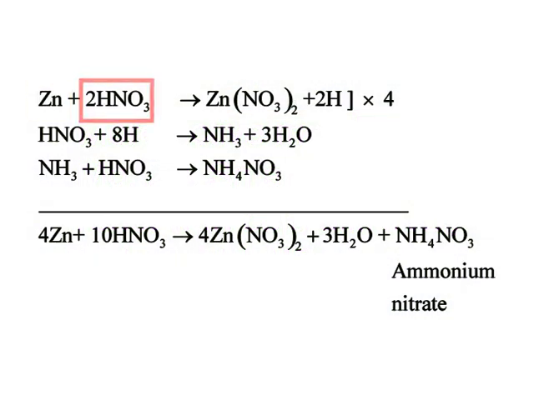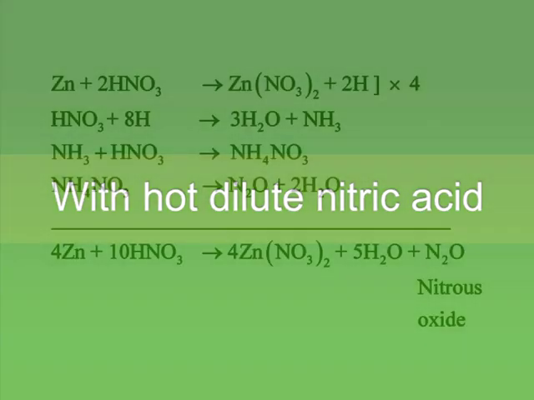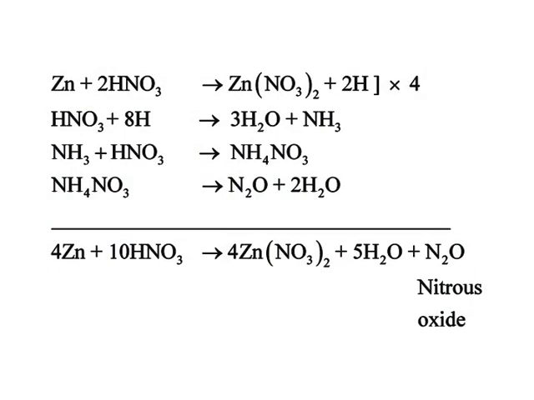Zinc reacts with nitric acid to form zinc nitrate and nascent hydrogen. Nitric acid reacts with nascent hydrogen to form ammonia and water. Ammonia reacts with nitric acid to form ammonium nitrate. Overall reaction can be written as zinc reacts with nitric acid to form zinc nitrate, water and ammonium nitrate. With hot dilute nitric acid, ammonium nitrate thus formed undergoes decomposition to form nitrous oxide.